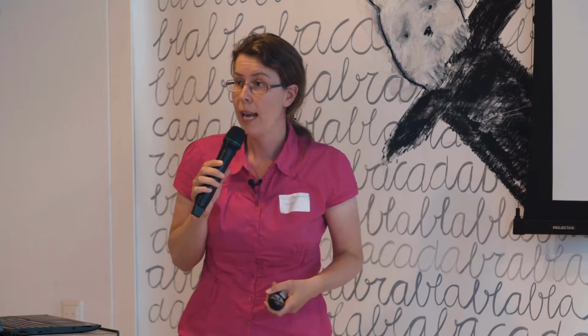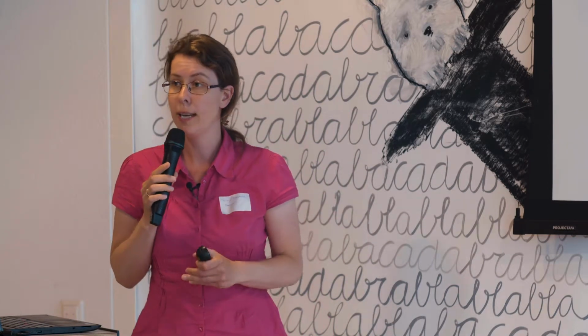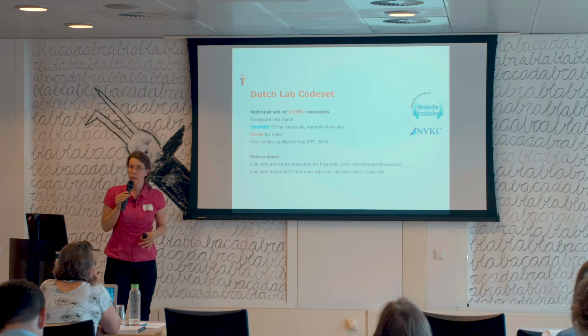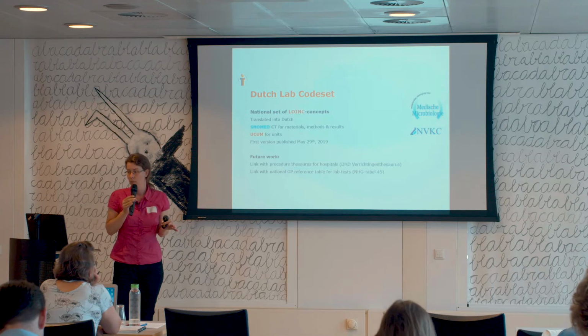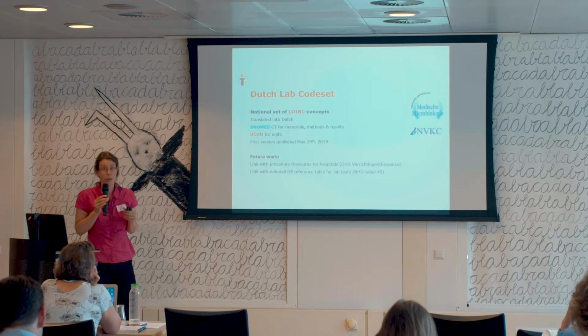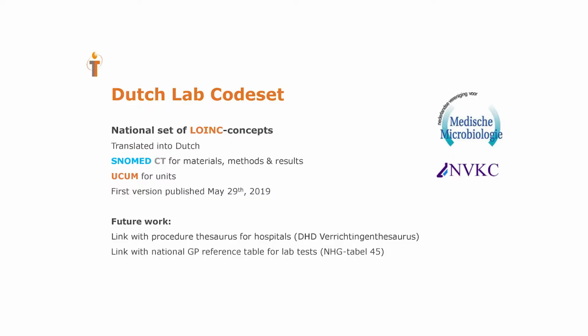Second, the Dutch labcode set. Now this is a national set consisting of LOINC concepts. So it's a subset of LOINC, about 10% of it, which have been translated into Dutch and have been enriched with more information. So there's a link to the specimen that a test can be conducted in, and that specimen is registered using SNOMED. And there's also a link to the results that may come out of the test.